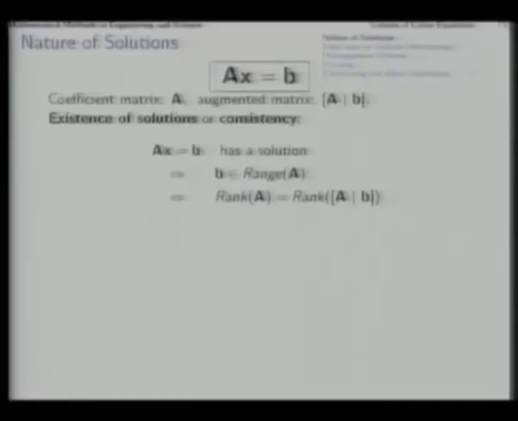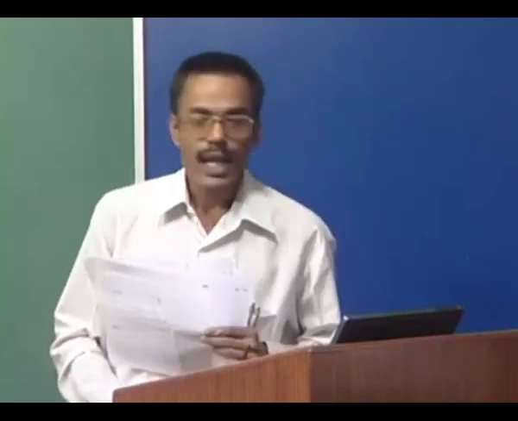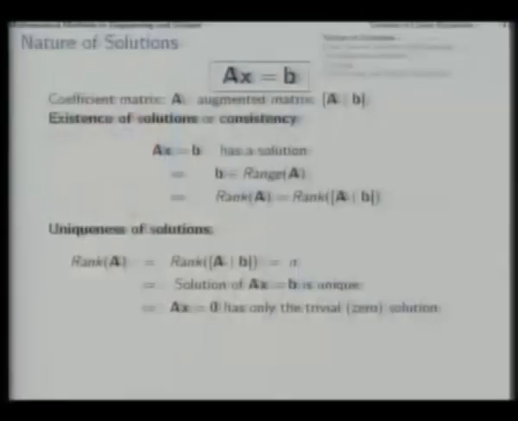So, when the rank of the coefficient matrix and the rank of the augmented matrix are the same, in that case b will be in the range of A, and that means that the system is consistent. There is a solution. The question is still open whether there will be only one solution or many solutions. And then we come to the second question, which is that of uniqueness of solutions.